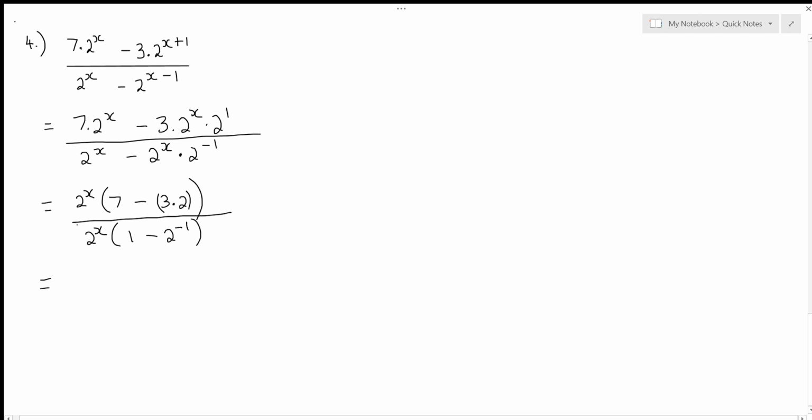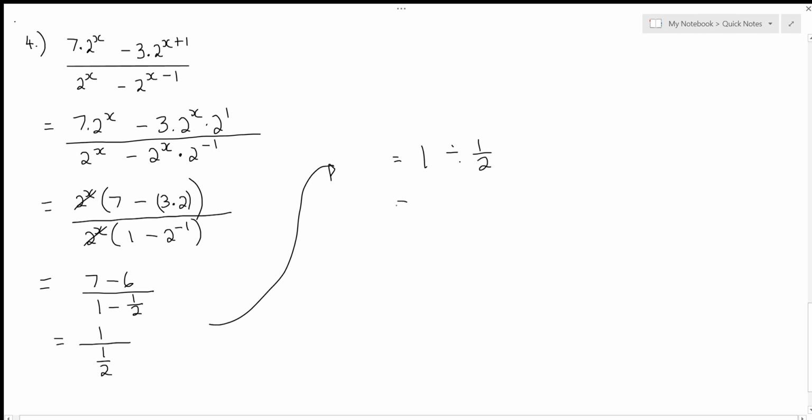So we're going to cancel. And in my numerator, I'm going to have 7 minus 6 divided by 1 minus 2 to the power of negative 1, which is a half. So here you will have 1 over 1 minus a half, which is a half. So let's look at what we can do here. We're going to say 1 divided by a half, and that would give me 1 times 2 over 1, which would give me an answer of 2.